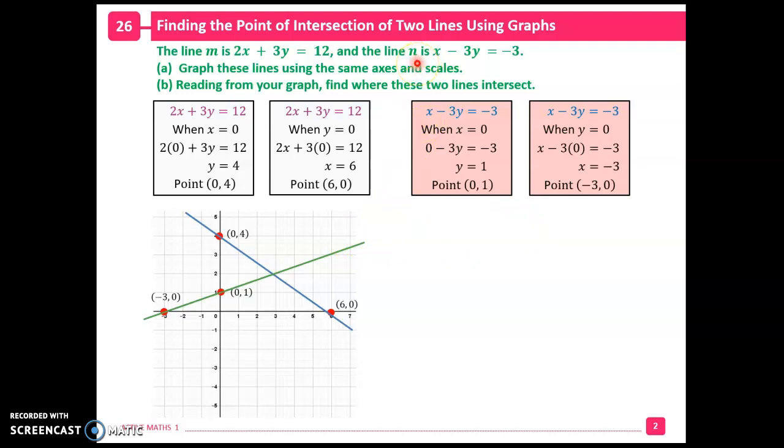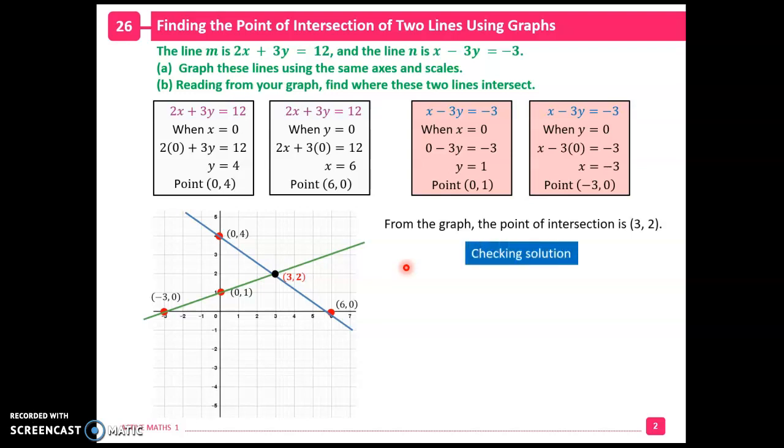So what I'm looking for is which point is actually on both of those lines at the same time. So I'm looking for the point of intersection. Where do the lines cross over? You can see they cross over at the point 3, 2. So when x is 3 and y is 2, I get the point of intersection. So that point 3, 2 has to be on both of those lines at the same time. So if I substituted 3, 2 into here, I should get 12. And if I substitute 3, 2 into here, I should get minus 3. It's an answer to both of those equations at the same time.